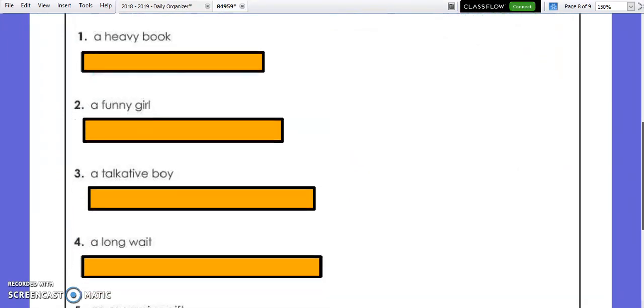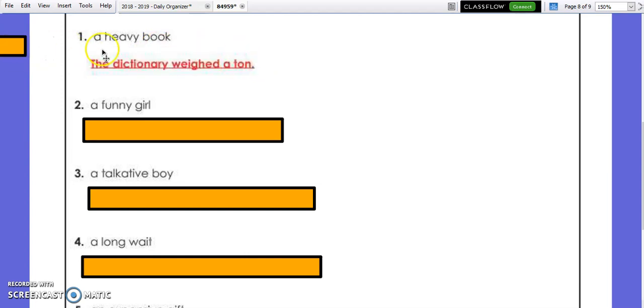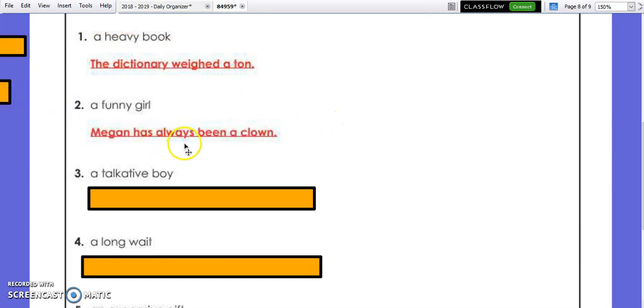Let's try these. First, after I read this part, you're going to pause it and think of a sentence that could be hyperbole, and then check the examples here. Number 1, a heavy book. Pause it. Hopefully you said something like this. The dictionary weighed a ton. Number 2, a funny girl. Pause it. Megan has always been a clown. She's not literally a clown, but we're trying to describe her as funny.